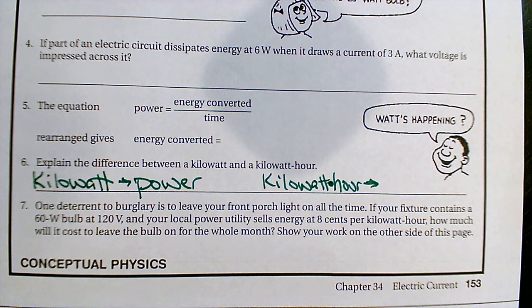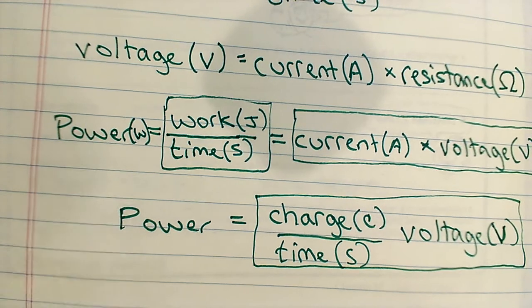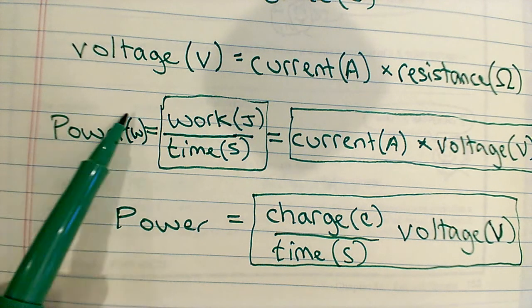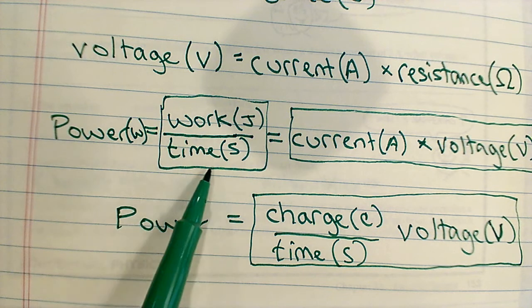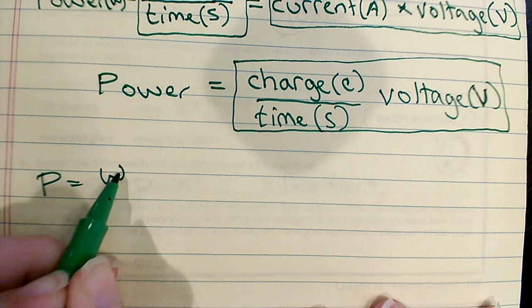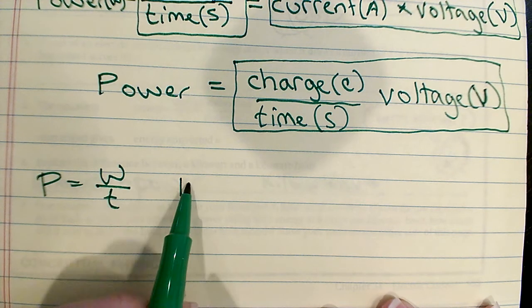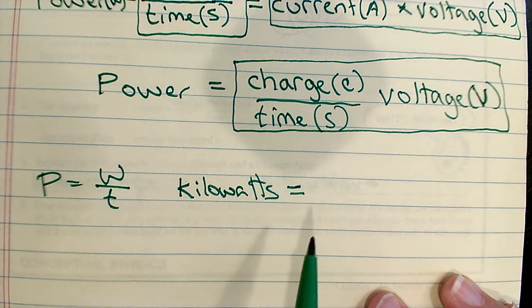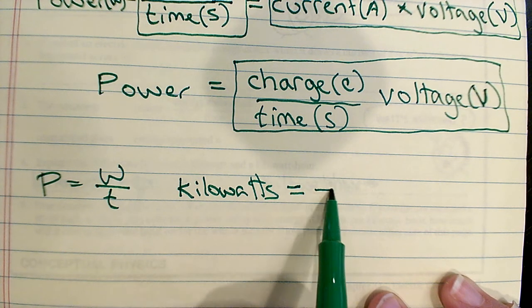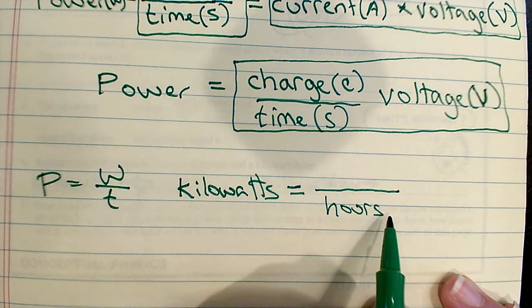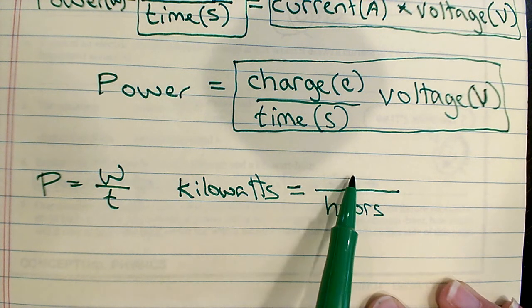If I look back at my equation for power, imagine instead of watts here I had kilowatts. It's an acceptable unit of power. So I have kilowatts here and time here, but instead of seconds I have hours. Remember, power equals work divided by time. If I used kilowatts equals work, I'm going to leave that blank for a second, and then hours, and I'm leaving this blank intentionally.